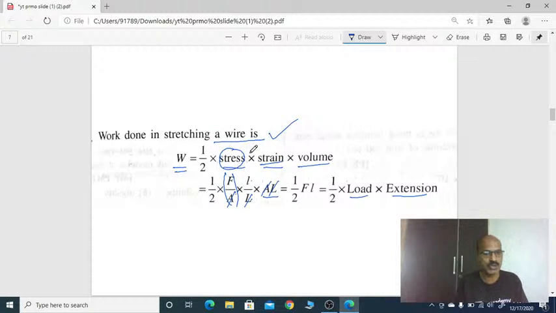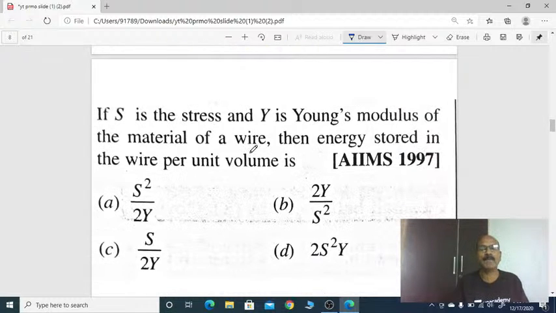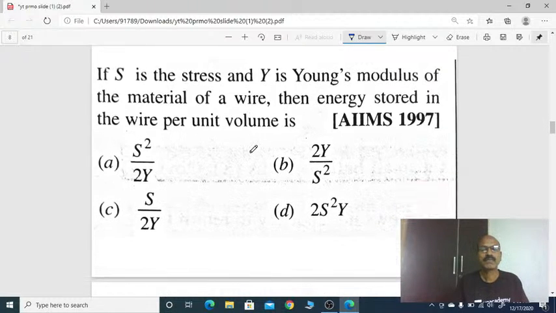Now let us move to some important basic problems which are very useful for all the competitive examinations. Yes, let us go for the first sum. If S is stress, given clearly, letter S denotes stress. Y is Young modulus of the material of the wire. Then the energy stored in the wire per unit volume is, just now we discussed, right?